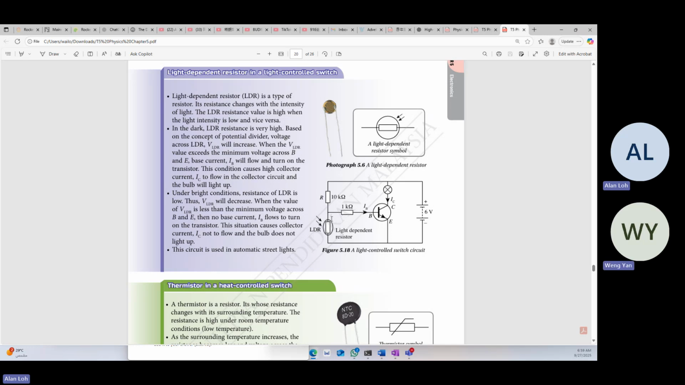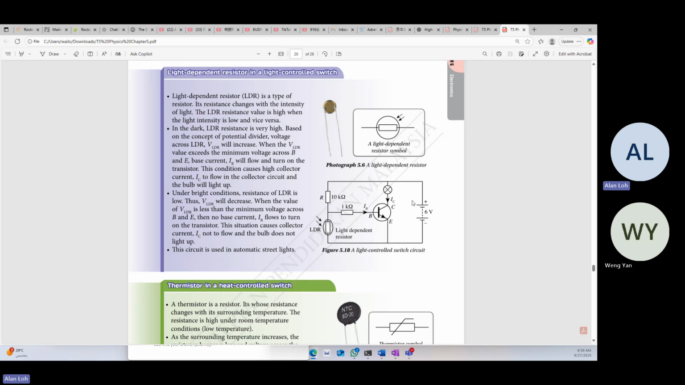Let's see. Goes from there. Swap. Okay, the simple answer is resistance. Now when it is bright, then it will turn on the light.